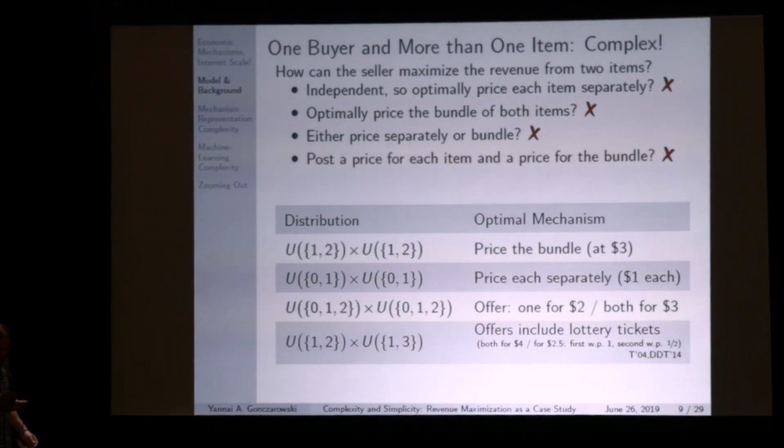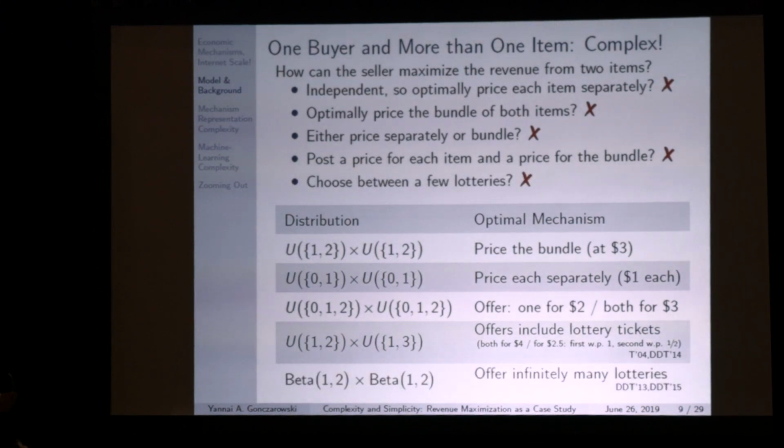So the unique optimal mechanism here is to offer lottery tickets, to offer the buyer either to take both items for $4 or to pay $2.50, get the first item for sure and the second item with probability 1/2. The buyer can always also opt out. So up to the buyer which of these offers to take. So maybe only a few lotteries.